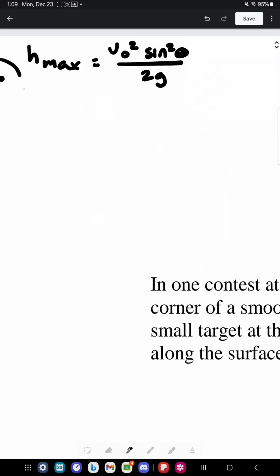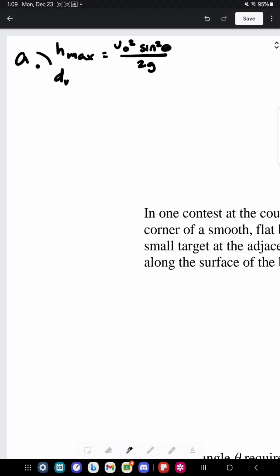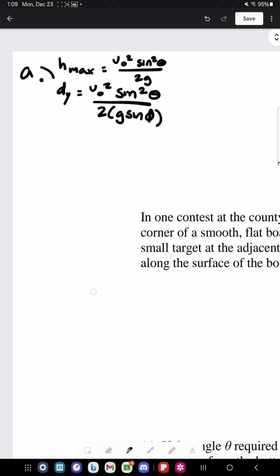And so our vertical distance up the ramp, dy, equals v squared sine squared theta over 2 g sine theta 2.